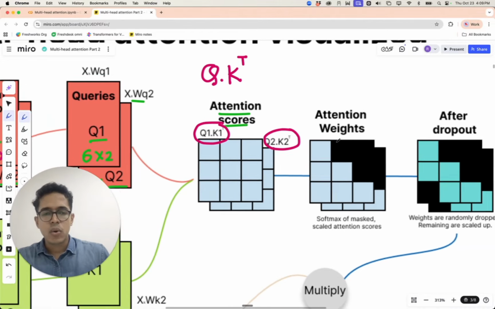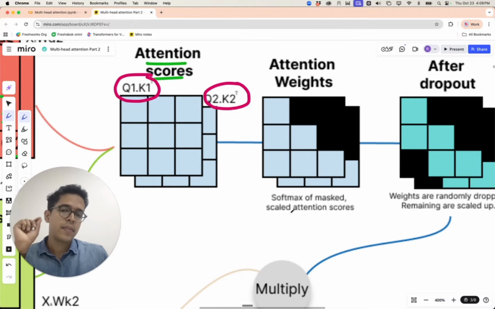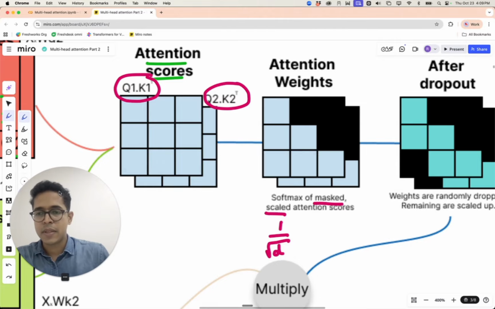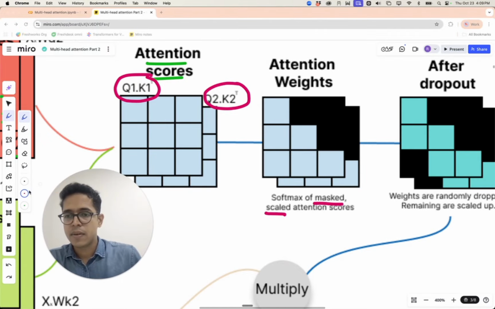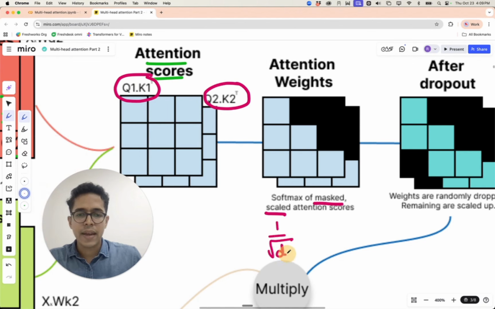Now, attention scores are converted to attention weights by first doing scaling, then performing masking. Scaling is division by the square root of the dimensionality of the key space. Let me just reduce the thickness of the pen. So scaling is done by dividing by square root of dk, where dk is the dimensionality of the key space. In our case, the dimensionality of the key space is 2.